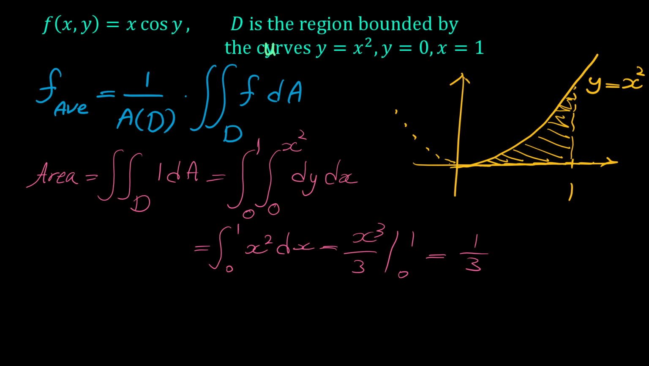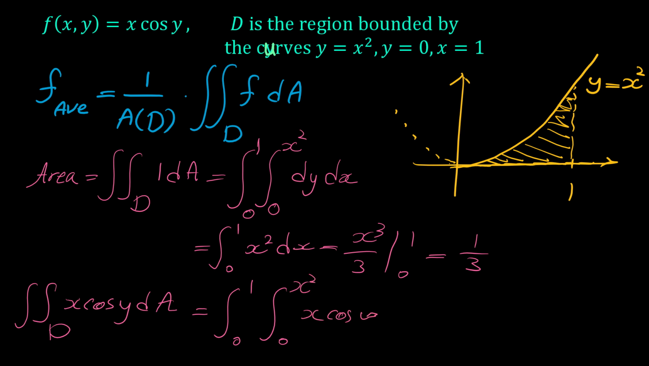The other thing that we have to find is the double integral of the function x cosine y over this region. So we have to find double integral of the function x cosine y dA over region D. So this equals integral 0 to 1 integral 0 to x to the 2 of the function x cosine y dy dx. For finding this, we have to find integral of cosine y with respect to y first. We have to find the inner integral.